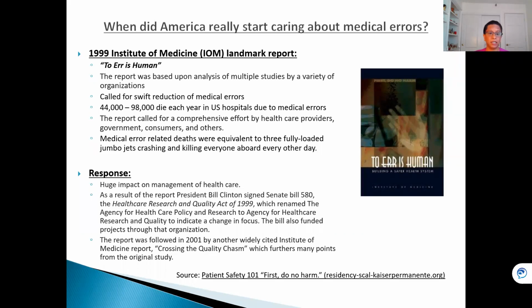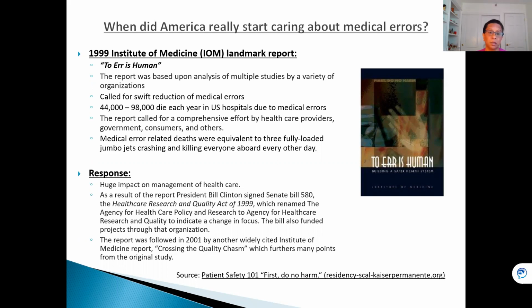To put it into context, errors at that scale are equivalent to three fully loaded jumbo jets crashing and killing everyone aboard every other day, which is unacceptable. There's a lot of comparison done between patient safety and other industries, and aviation is a big one, because like healthcare, aviation is an extremely high-risk industry. No one wants to see that in the news or experience being on the leadership of an airline with such errors. So there are a lot of opportunities to learn from different industries.